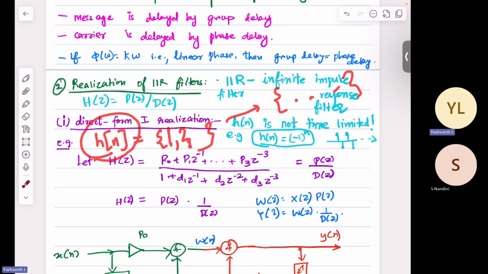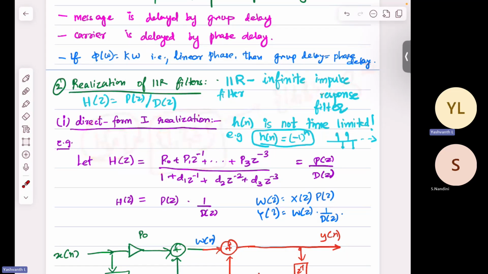It could, for example, be 1, 2, 3, just three samples, or it could be 1, 2, 3, 4, and so on. It will keep on going till infinity. These are two different types of impulse responses. A system whose impulse response has a finite sample duration is called a finite impulse response filter, that is called FIR. Whereas a discrete time system whose impulse response is not limited, where the set is infinitely long, is called an IIR filter, that is, an infinite impulse response filter.